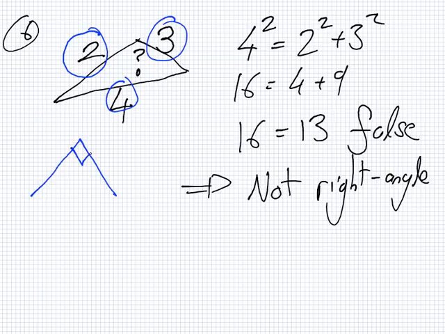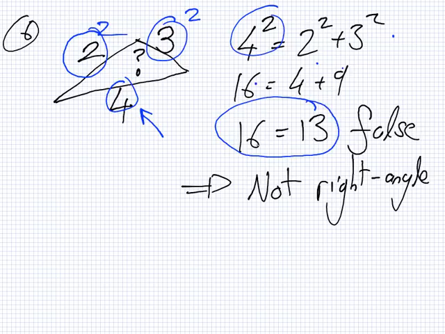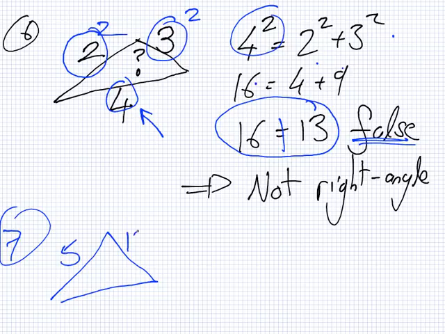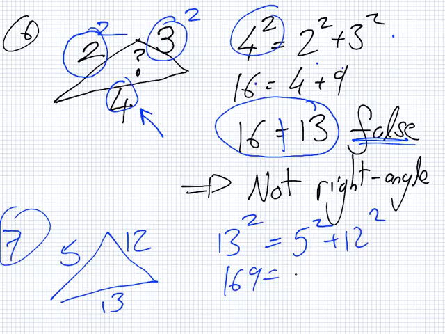If it was true, like for example, next example, if this was 5, this was 12, and this is 13: 13 squared equals 5 squared plus 12 squared, 169 equals 25 plus 144, 169 equals 169. This is true, so it means this is a right angle up the top here. If there's going to be a right angle, the right angle is always opposite the longest side.